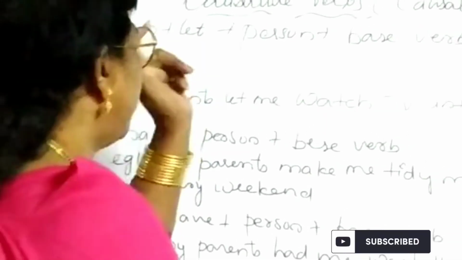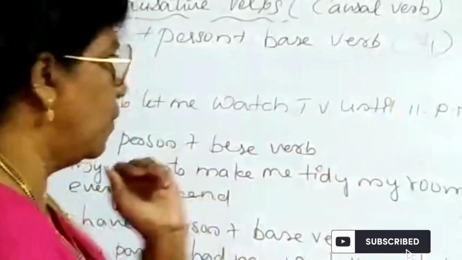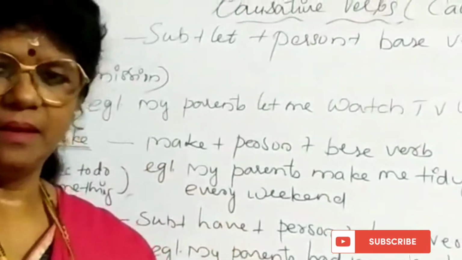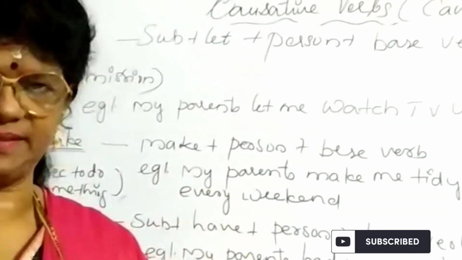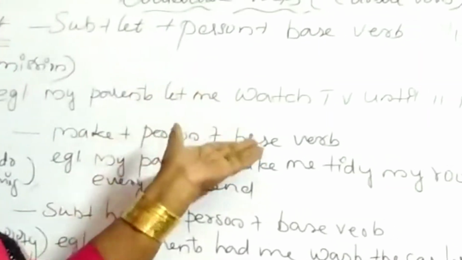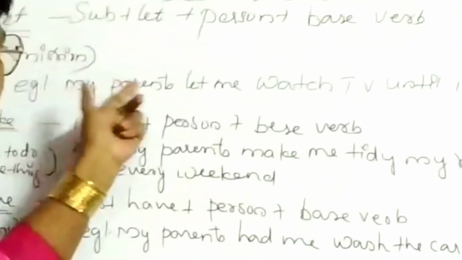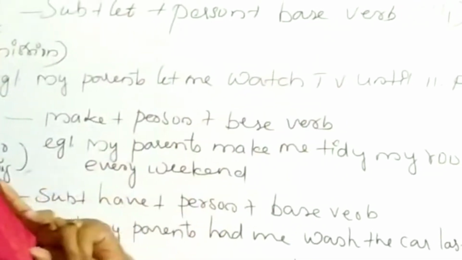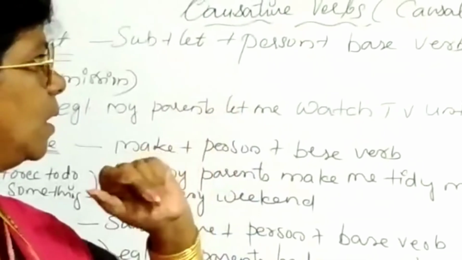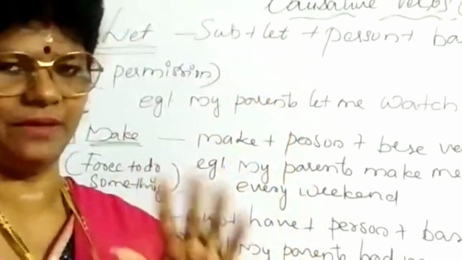So, let us go through let. Subject plus let plus person plus base verb. What is base verb? V1 form. Let we use for permission. Let me go there. Let me have this. Let me do this. So, permission. Example: my parents let me watch TV until 11 p.m. If you say "my parents let me to watch TV until 11 p.m.," then it won't be a causative verb. As per the rule, we can't apply to-infinitive here.